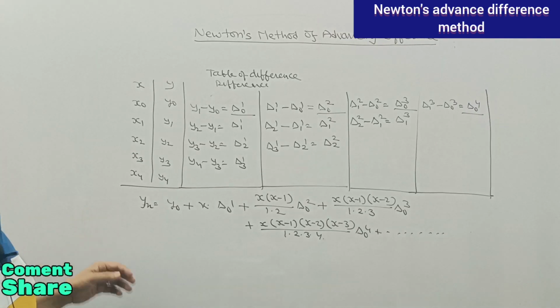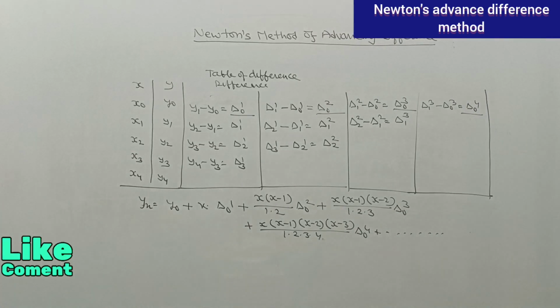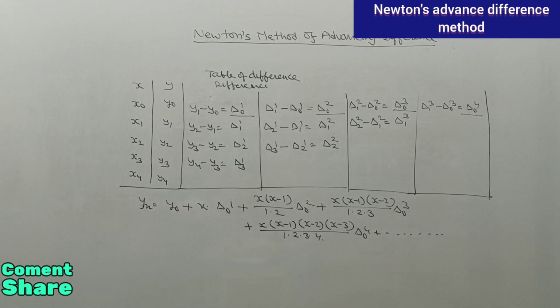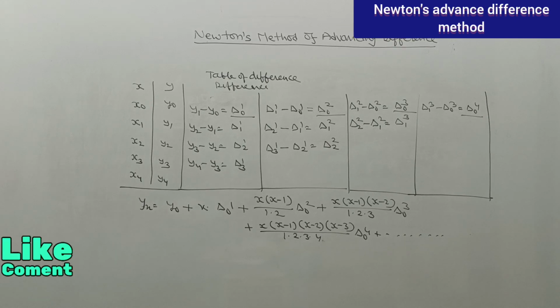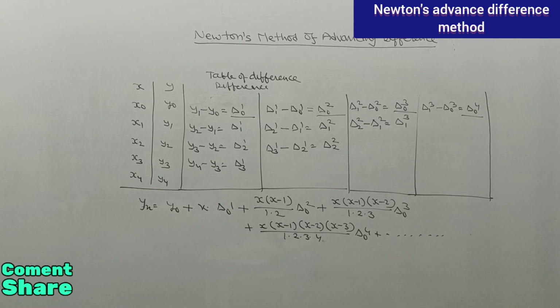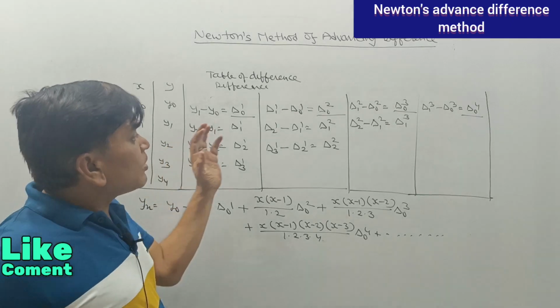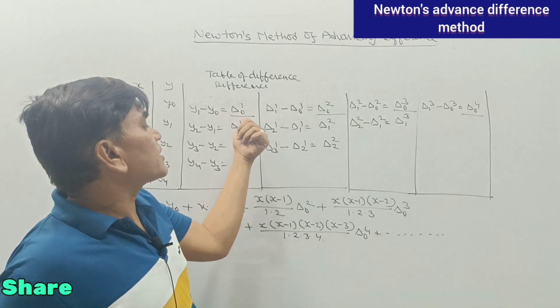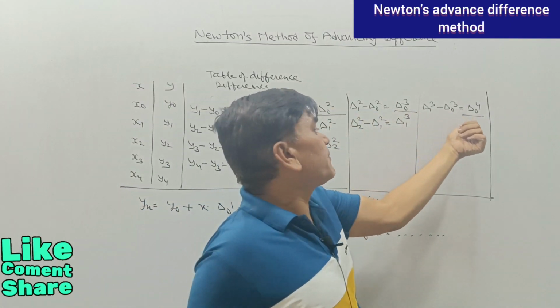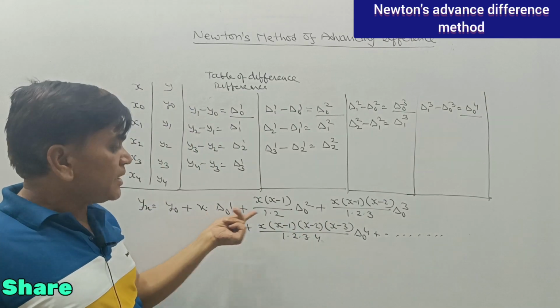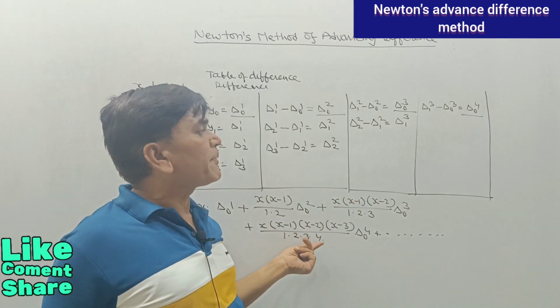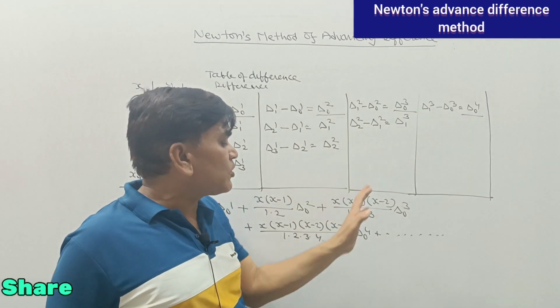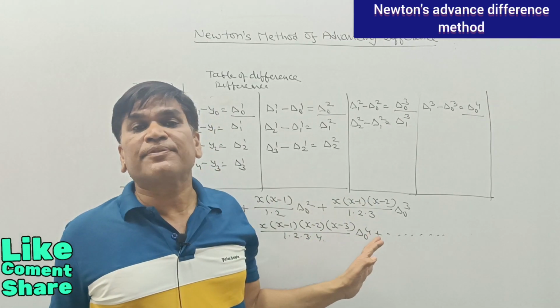We have to expand this formula as far as the differences go. If there are many differences, we expand the formula up to that many. Here only 4 differences are there: first difference, second difference, third difference, fourth difference. If a fifth difference is there, then we will extend the formula.